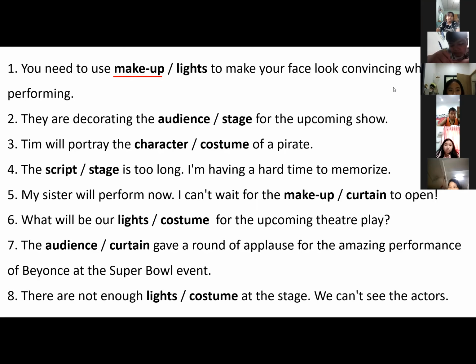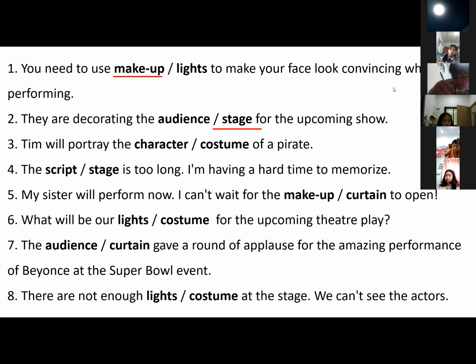Makeup. Very good. For number two, they are decorating the audience or the stage for the upcoming show. Audience or stage? What do you think is the answer for number two? Is it audience or stage? Stage. Very good. Number three. Tim will portray the character, the costume of a pirate. What do you think? Character or costume? Character. Very good.